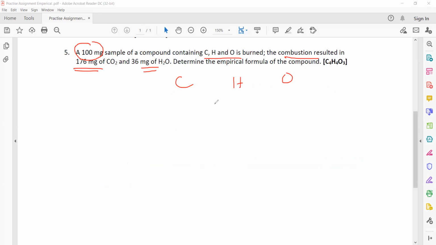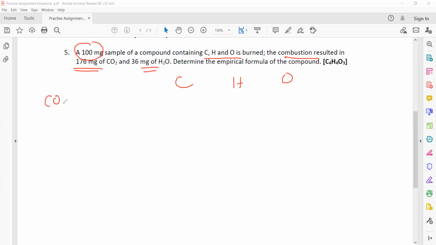But to determine the empirical formula, we should have either a percentage or mass of these elements. But we don't have anything. We don't have the percentage or mass of carbon, hydrogen, and oxygen. So how can we work out the mass of carbon and the mass of hydrogen from the carbon dioxide? First, how do we work out the mass of carbon from carbon dioxide?